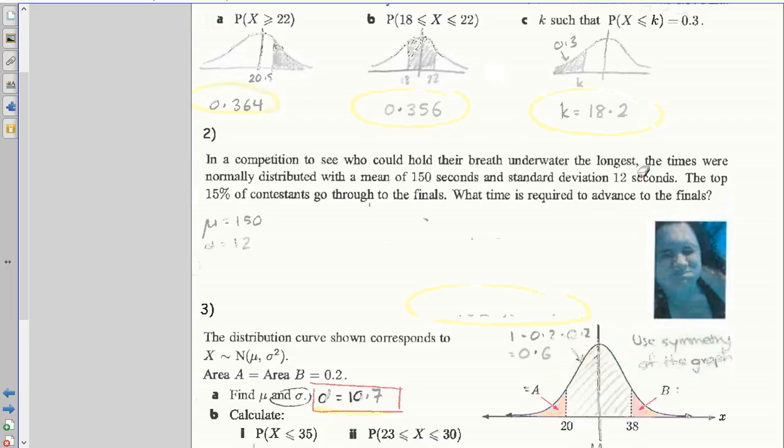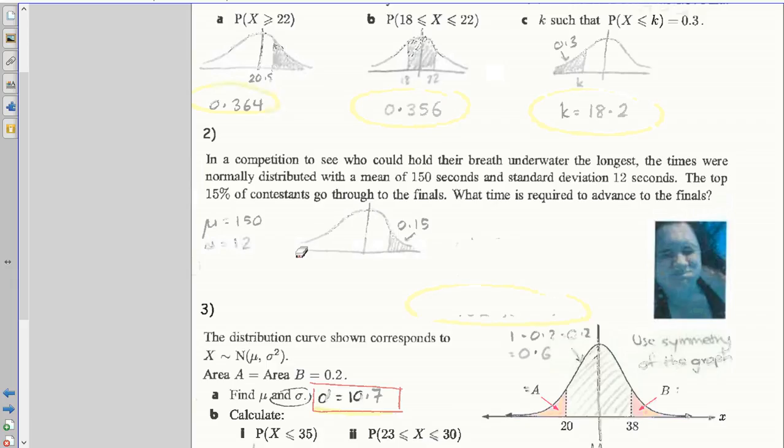The top 15% of contestants will go through to the finals. What time is required to advance to the finals? So do a little sketch if you want. Do your normal distribution. The top 15%, what's 15% as a decimal? Divide by 100. It would be 0.15. And the top 15%, so meaning the top ones, this area here has to be 0.15 because that's the top 15%, not the lowest 15%.